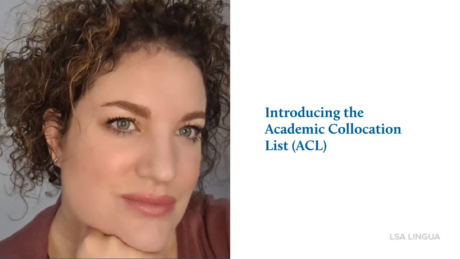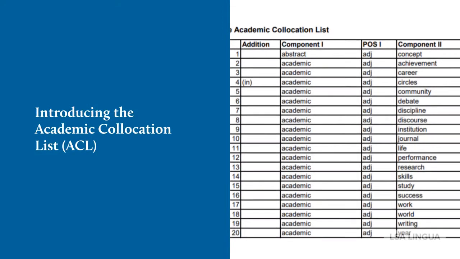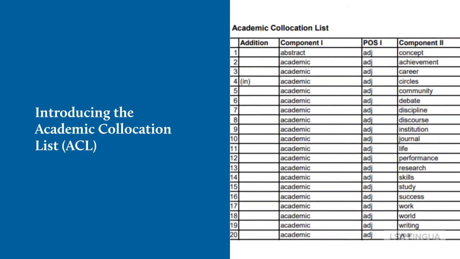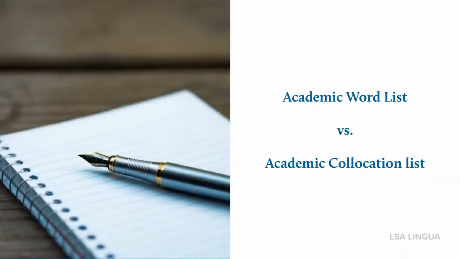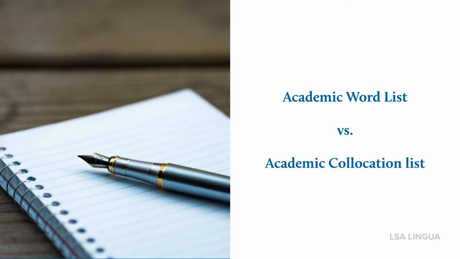Introducing the Academic Collocation List. So in this video, we're going to zoom in on the Academic Collocation List, which is different from the Academic Word List from the previous video. Like I mentioned in the previous video, the Academic Word List was developed by Coxhead in the year 2000. So this was a list that focused on individual words. Well, ever since, there's been much more interest in the co-occurrence of more than one word, so in chunks of language, if you will.